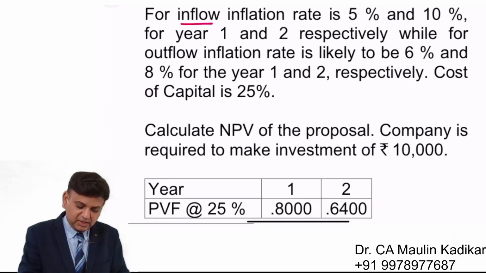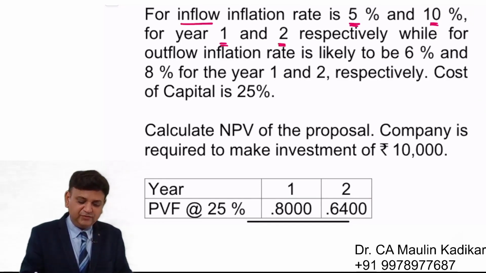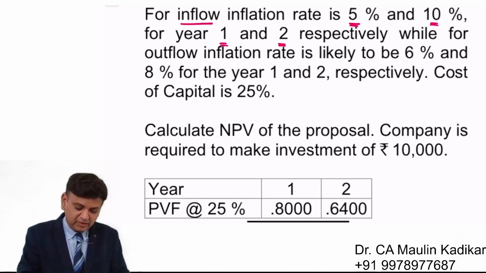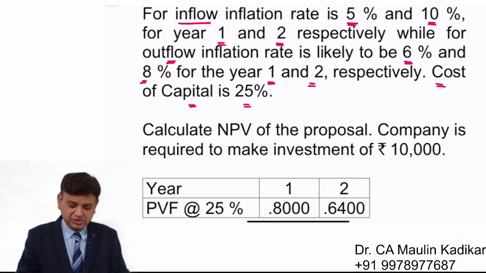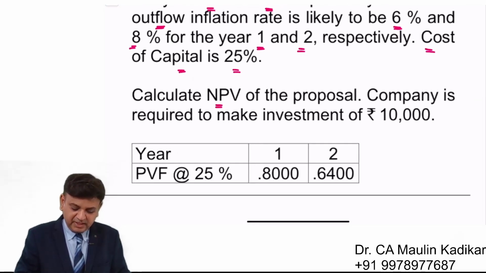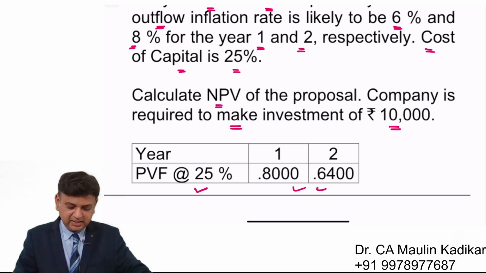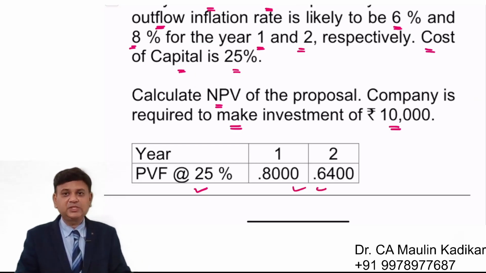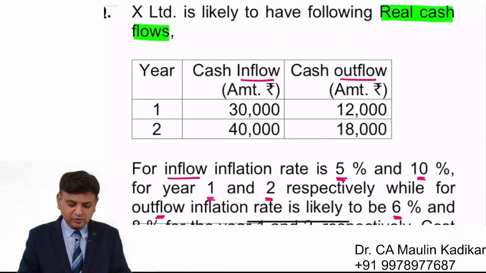For inflow, the inflation rate is 5% and 10% for year 1 and year 2 respectively. For outflow, the inflation rate is 6% and 8% for year 1 and year 2 respectively. The discounting rate or cost of capital is given as 25%. Calculate NPV of the proposal. The company is required to make an investment of 10,000 rupees, and the discounting factor of 25% is given for the first year and second year. That is the question information. I request all of you to go through the question, please.